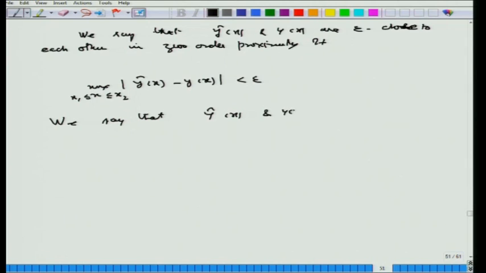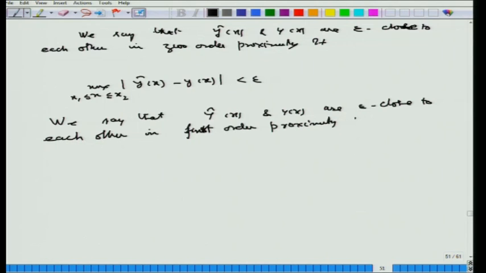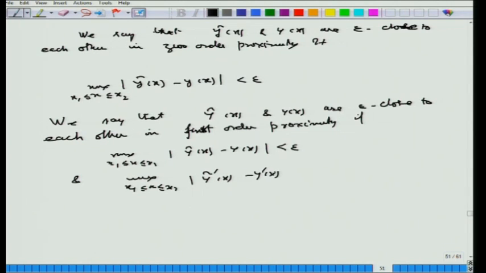Now, we generalize this. We say that y tilde x and y x are epsilon close to each other in first order proximity if the maximum over x 1 less than x less than x 2 of y tilde x minus y x is less than epsilon, and also the maximum over x 1 less than x less than x 2 of y tilde prime x minus y prime x is also less than epsilon.